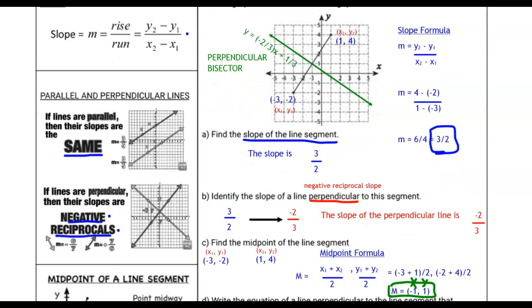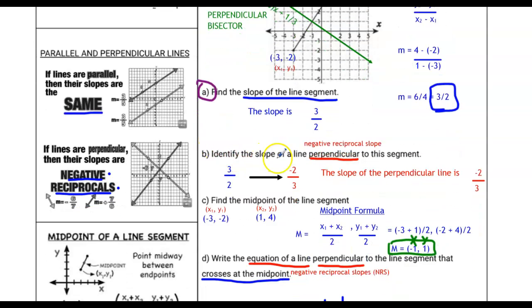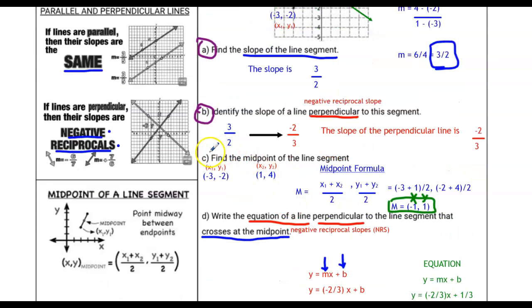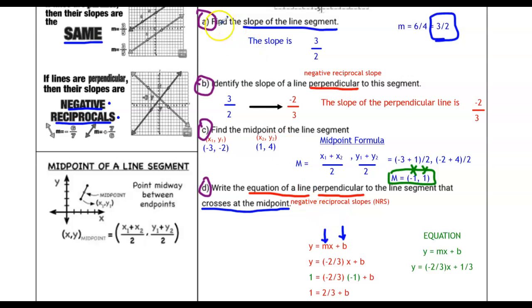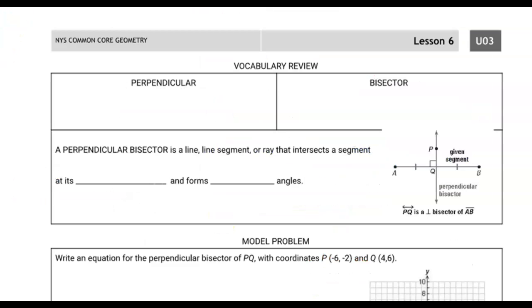First, we had to find the slope of the line segment. Then we had to identify the slope of a line that was a negative reciprocal or perpendicular to that line segment. Then we found the midpoint. Then we wrote out the equation by identifying the y-intercept. So those 4 steps are the steps you need to go through in order to write the equation of a perpendicular bisector. As was stated previously, let's take a look at perpendicular and bisector as vocabulary words.